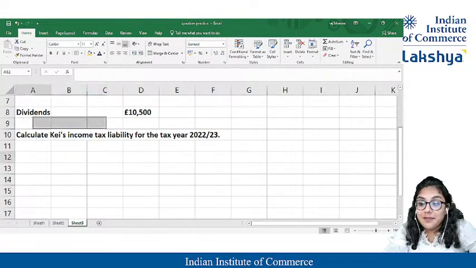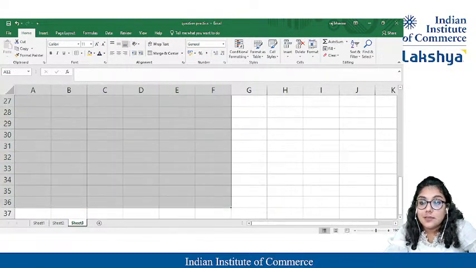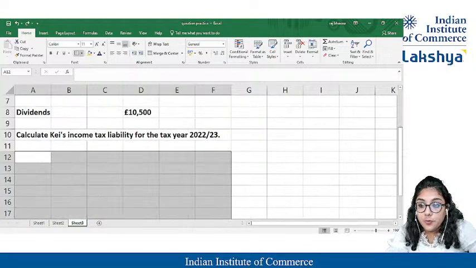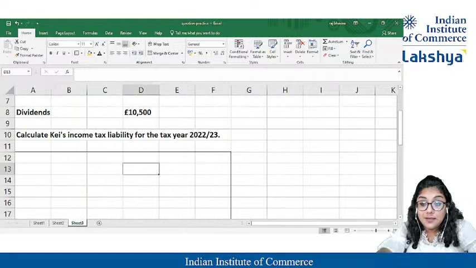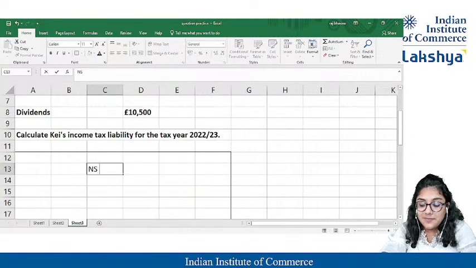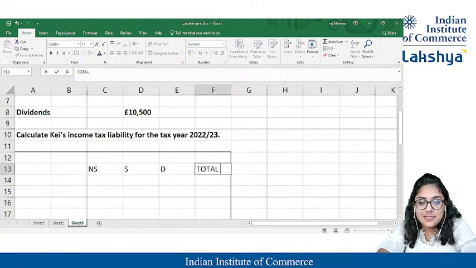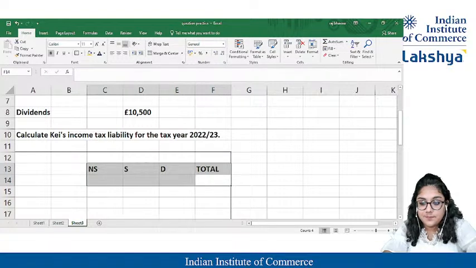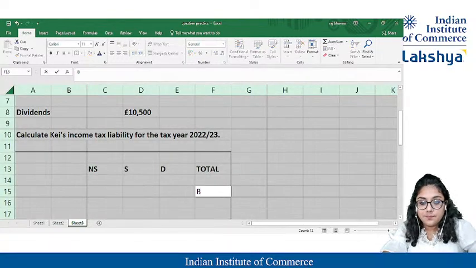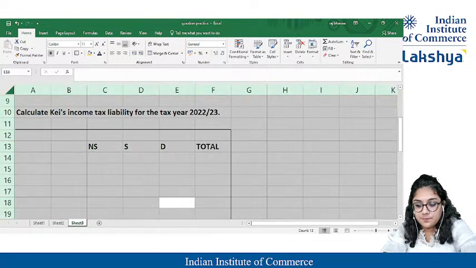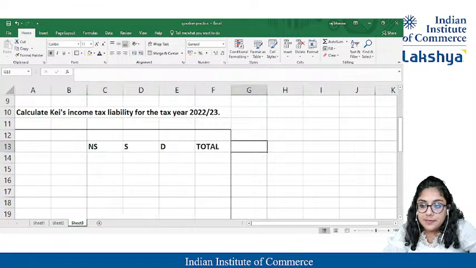So again, I need to make the proforma, which is one of my favorite things to do. So let's write over here: non-savings income, savings, dividend, and total. I'll just make it wider.